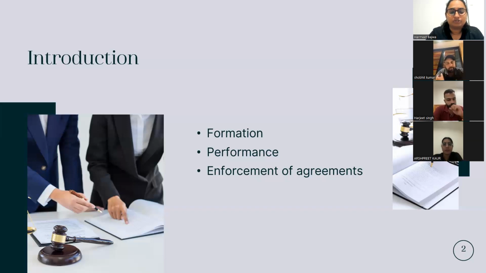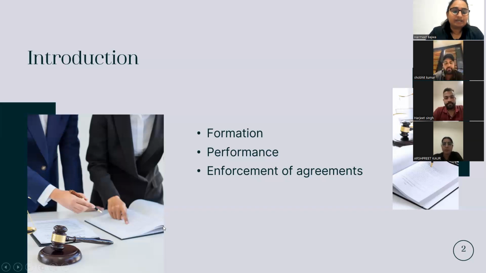Enforcement of a contract. If one party breaches the contract, the other party may seek legal remedies. These include seeking damages for any harm caused by the breach or seeking performance of the contract. Specific performance is a court order requiring the breaching party to perform their duties under the contract.